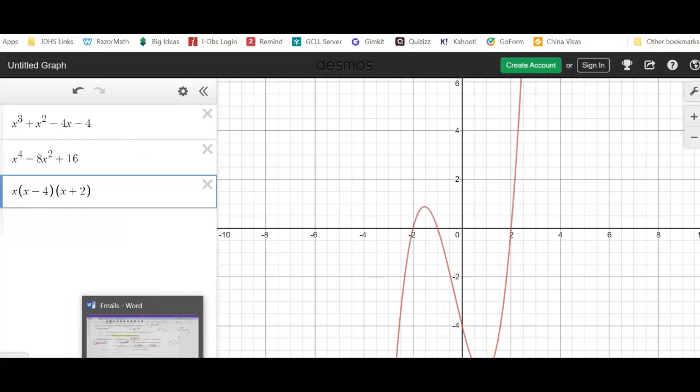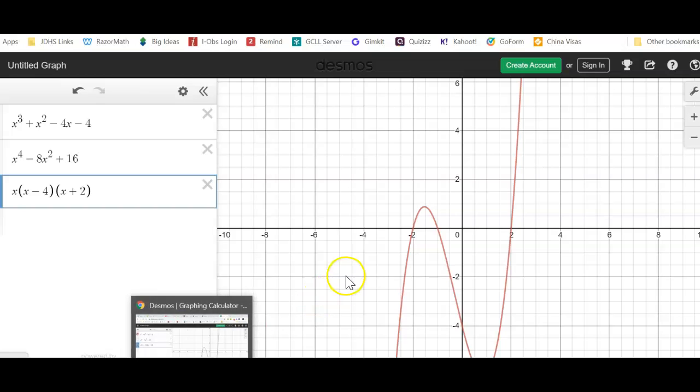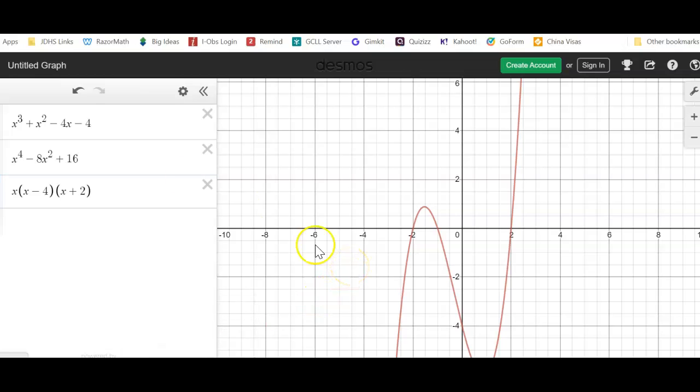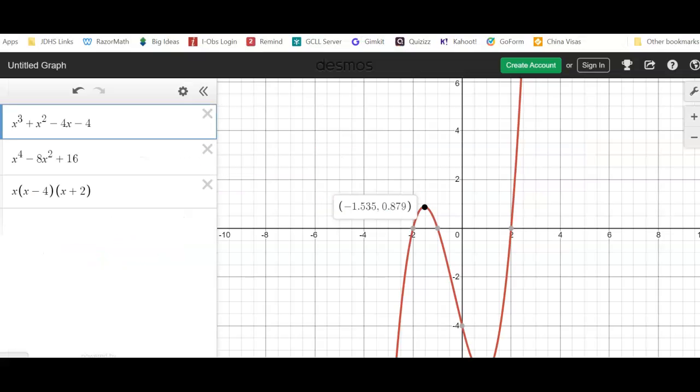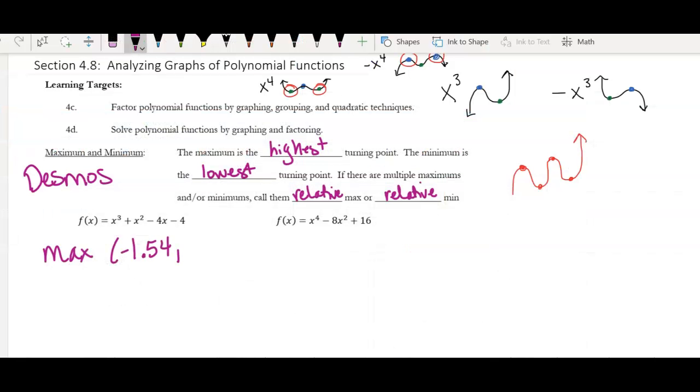Okay, so I have all of them plugged in. But here is this one. You see how it turns right here? That's the max. So the first relative max is at negative 1.54. So let's write that. So the max, negative 1.54. Let's go back and look. And comma 0.88. And that's the relative max, okay?